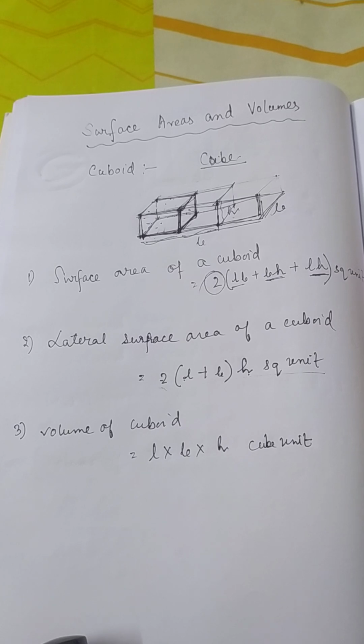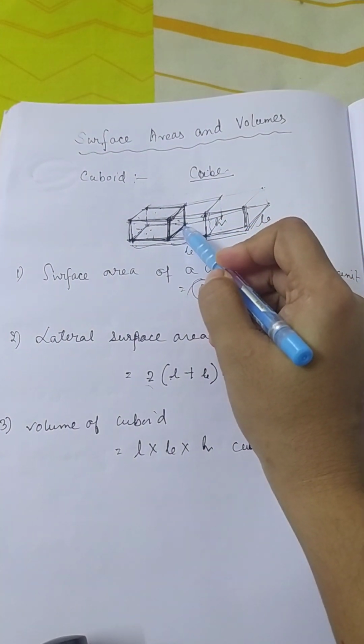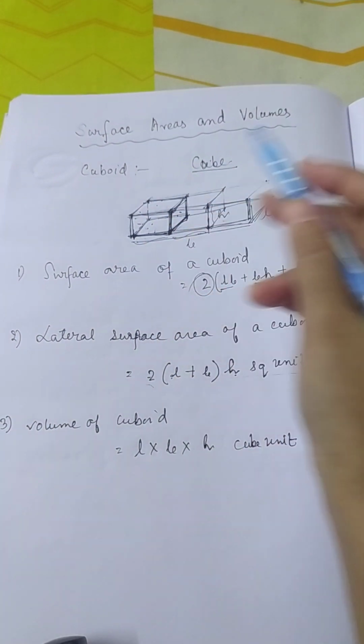Now if we arrange a square in a three-dimensional pattern, we will get 6 faces. What are the 6 faces? Top, bottom, right hand side, left hand side, front and back.